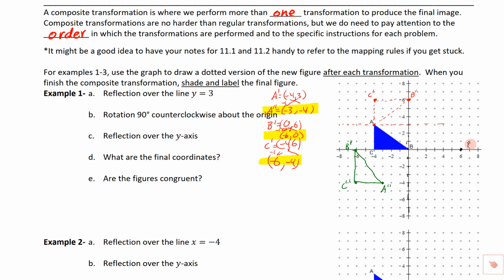So I'm going to put B triple prime. Now, I'm not going to do this on every single one of them. I just want to make sure that you understand how we do this technically. This one is over here, 3 units, so we're going to go 3 units over here. So this is going to be A triple prime.